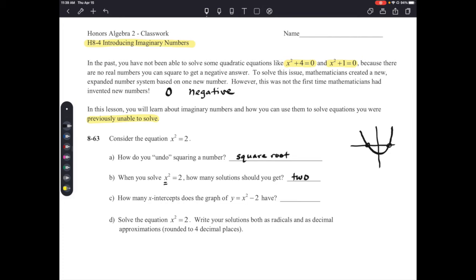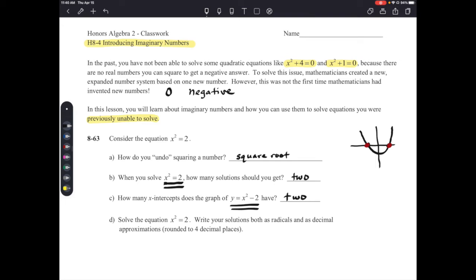It says, how many x-intercepts does the graph y equals x squared minus 2 have? Well, hopefully you see the relationship between these two equations. Okay, right? This is a function on part C, but we just moved the 2 across with the x. So remember, roots, solutions, and x-intercepts are all the same thing. So it should have two x-intercepts.